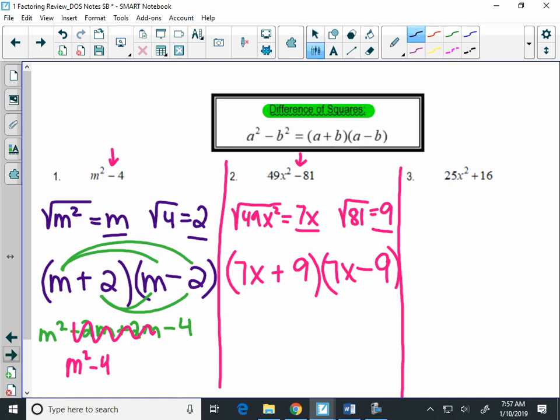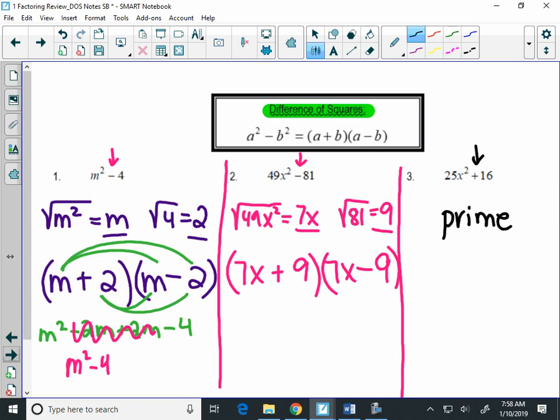All right, last one here. 25x squared plus 16. Is there a GCF? 25 and 16 doesn't look like it. Now I look for the minus sign. Oh, I don't have a minus sign this time. I have a plus. That means I'm done. I can't do anything. So this is prime. We can't move on.